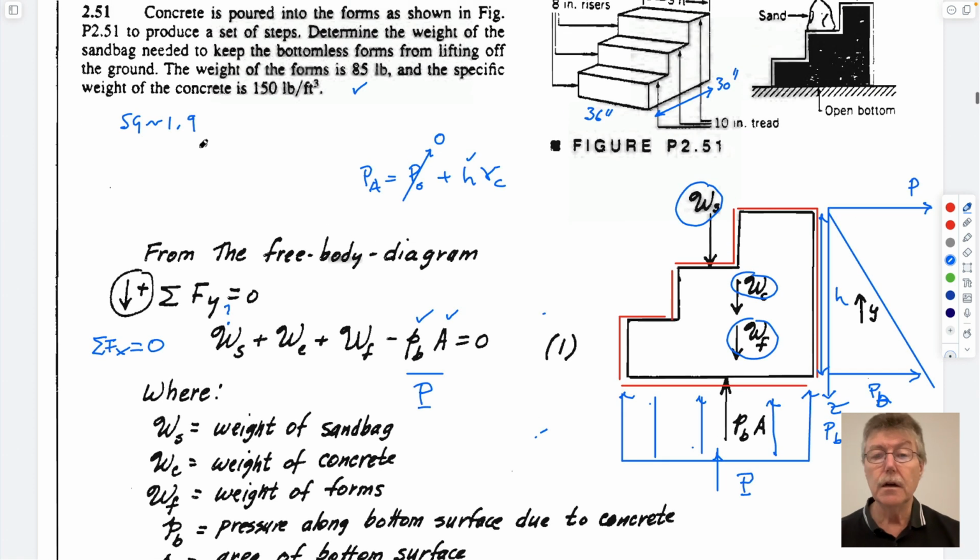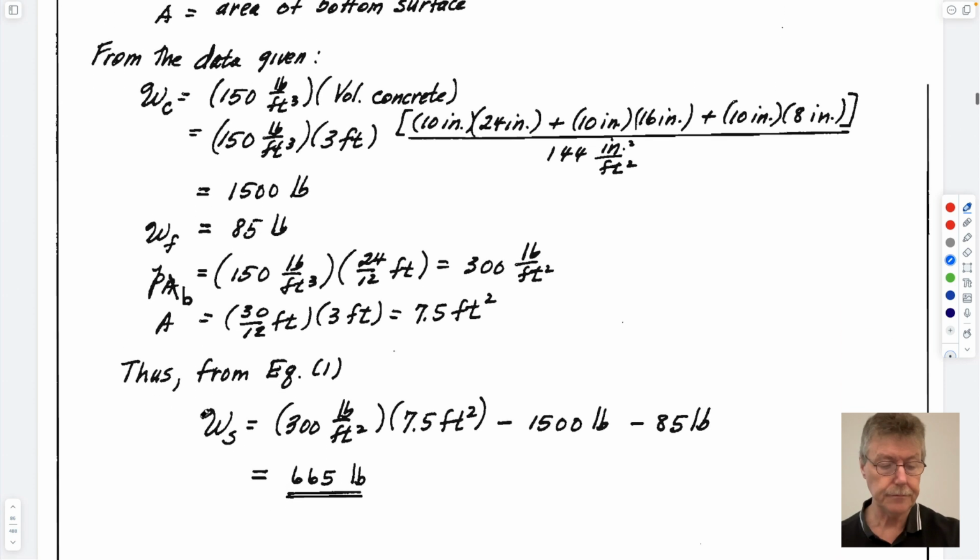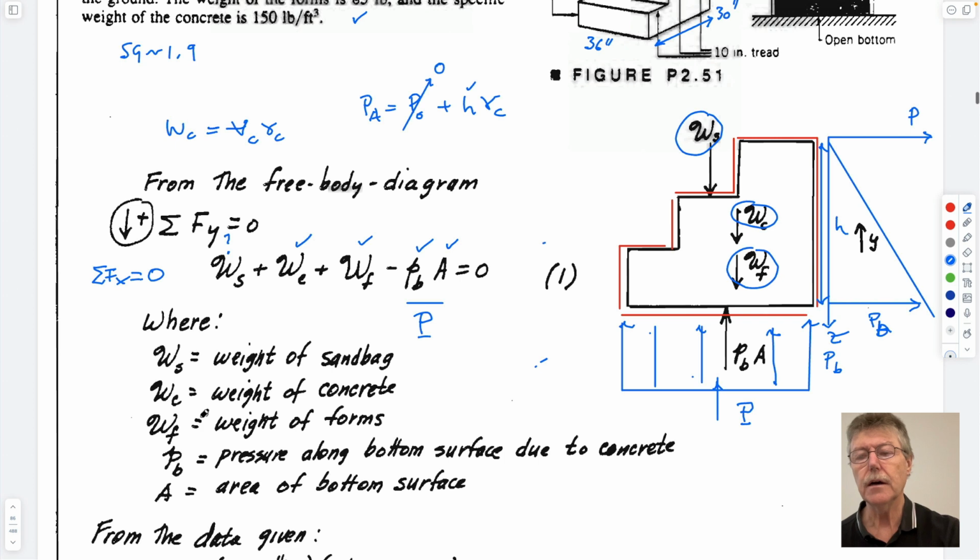Good question. So we know the weight of the concrete because we can calculate the volume of this, right? The weight of concrete is equal to the volume of the form, or the volume of concrete, multiplied by the unit weight of concrete. You can do that. And we know the weight of the form. And so the only thing that we don't have is the weight of the sandbag, which is the object of our desire. Okay? And you can see how they do it there. You have these in your notes, so you can check it. So that's one way to do it.